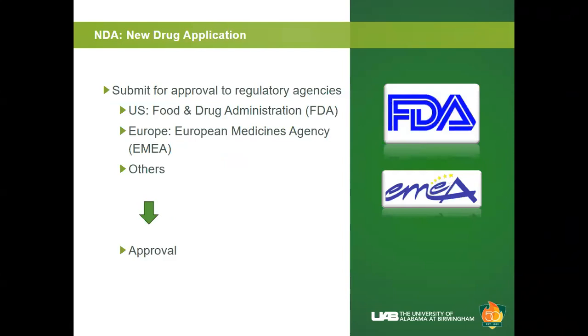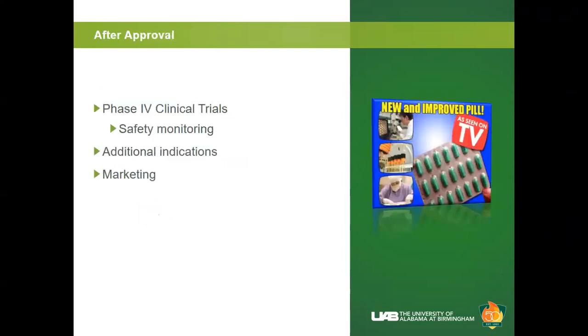So hopefully you get approved, and then you're still not done. You can start selling the product now, but you still have to always monitor safety. So there's something called a phase 4 trial. It's actually after approval, after it goes out in the wide world for use and doctors are prescribing it. If adverse events start to pop up, there's a system with which those events get reported. And if there are too many of them, the FDA can actually withdraw your approval. So sometimes drugs have been pulled off the market through phase 4 clinical trials.